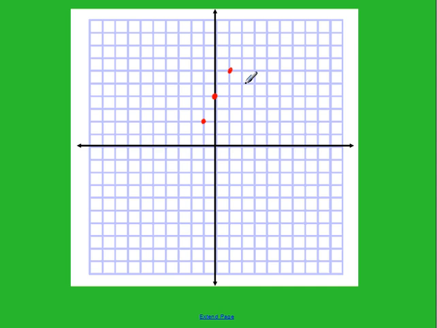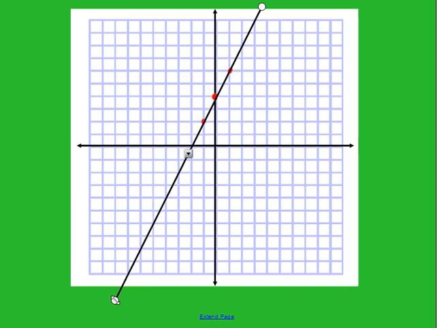Once I've plotted the points for that line, I can draw a straight line through those points. Use a straight edge, guys. Do not try and do this freehand. You will not get it correct. So that is my first linear equation.